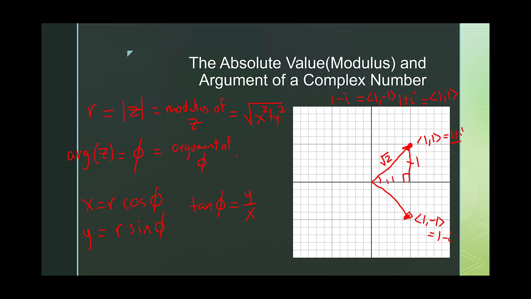We have to have pi over 4, or 45 degrees. So this point is really just square root 2, pi over 4. And remember, in math, we usually go radians, not degrees.